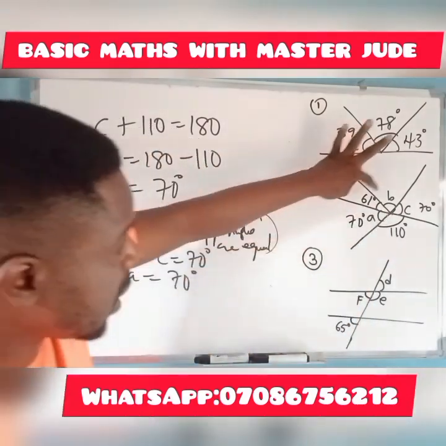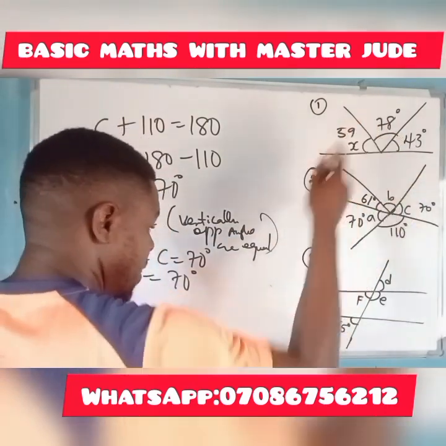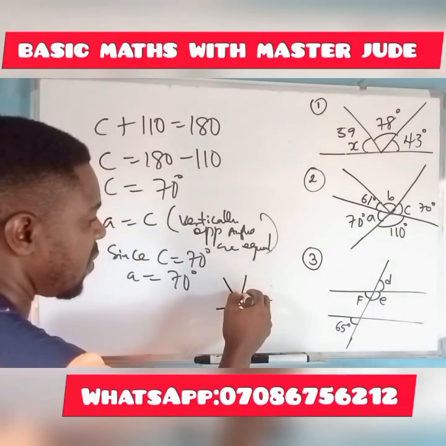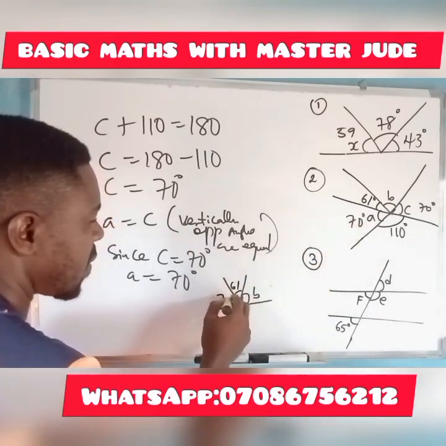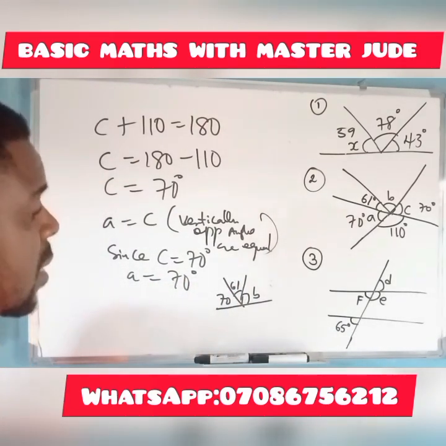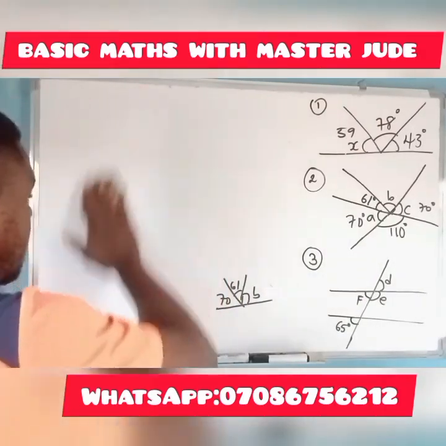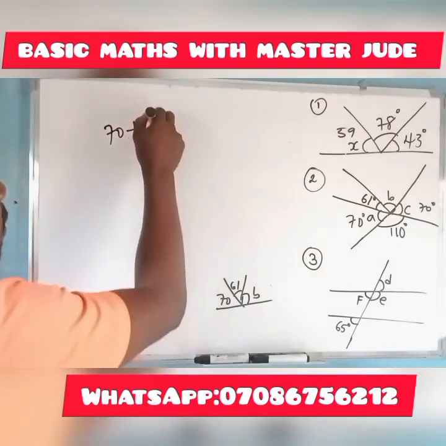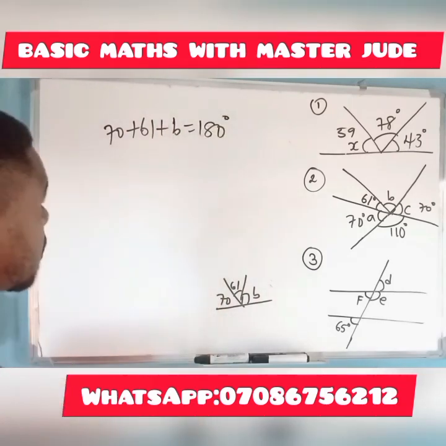Now how do we get our B? When you look at this, this is angles on a straight line. We have here B, we have here 61, and we have here 70. So if we sum up everything, it will give us 180 degrees. So let's get the value of B using one of the properties. Now this will be 70 plus 61 plus B is equal to 180 degrees.